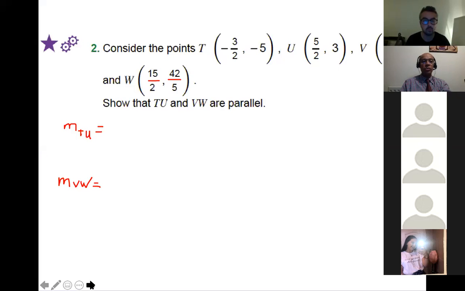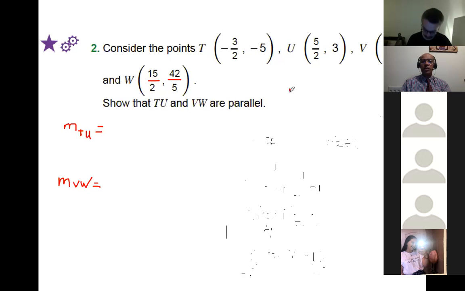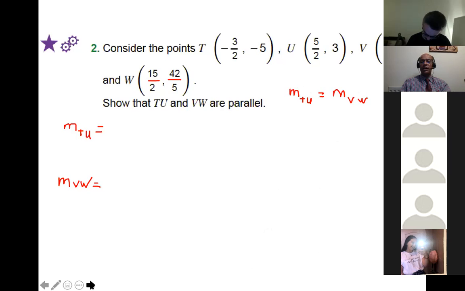And homework 2, we were to consider the points T, U, V, and W, and we were asked to show that TU and VW are parallel. So basically, for the lines to be parallel, you need to have both gradients equal. So MTU equal MVW. So that's what they've asked us to check. And if that's the case, then they are parallel.